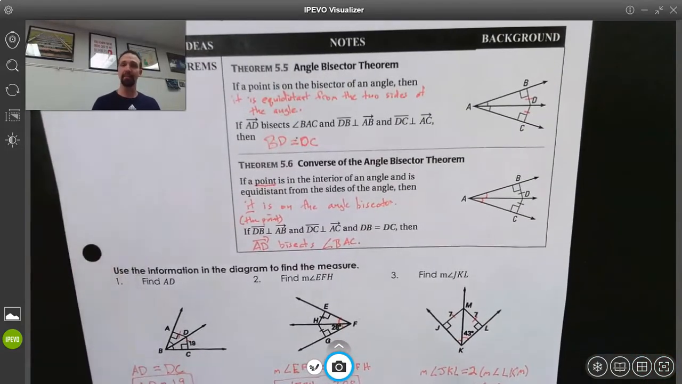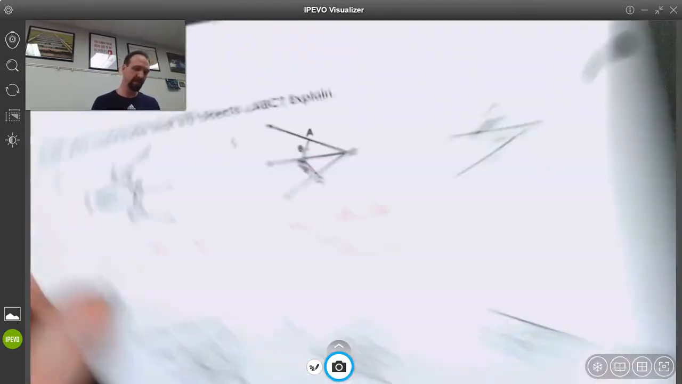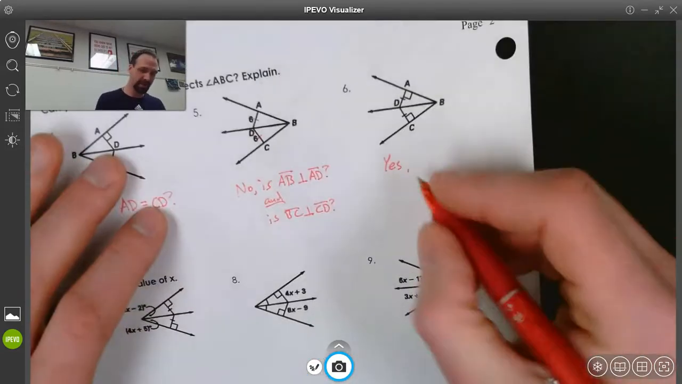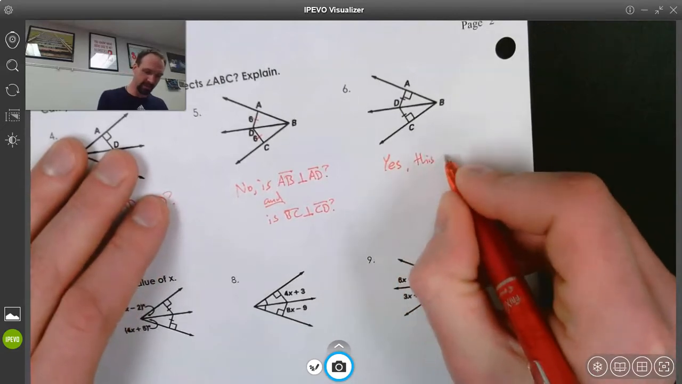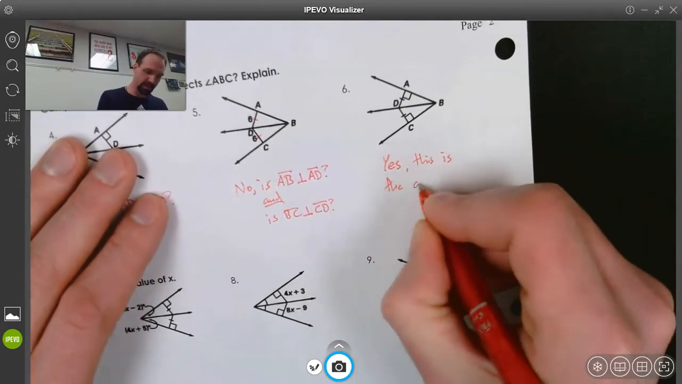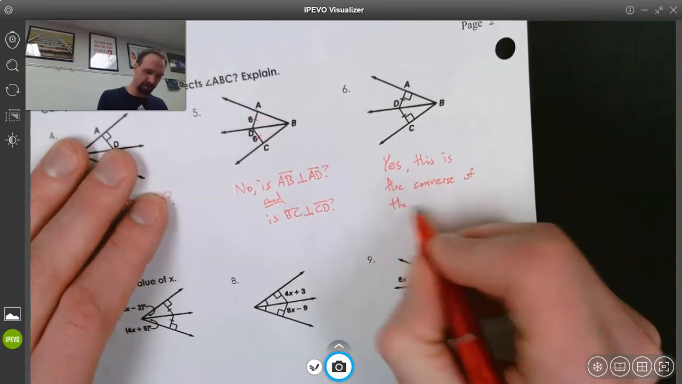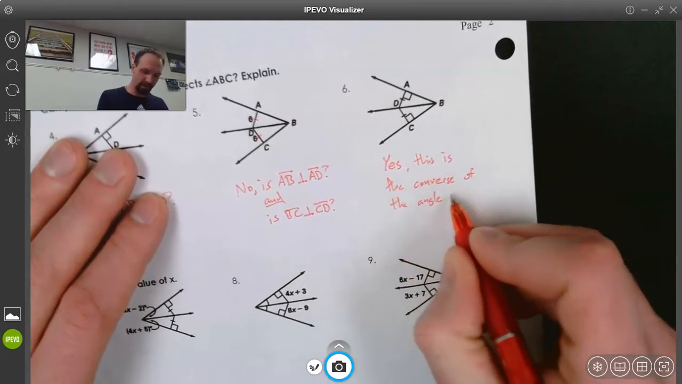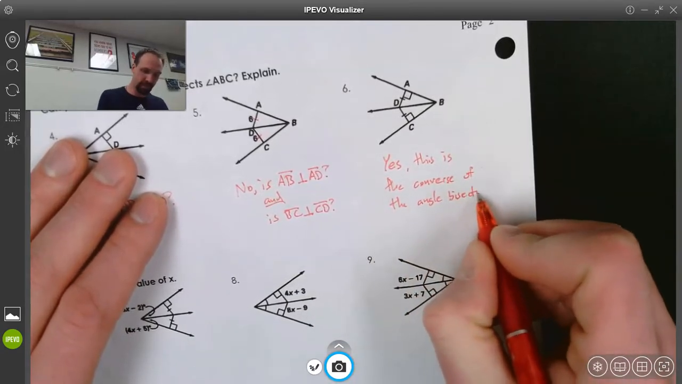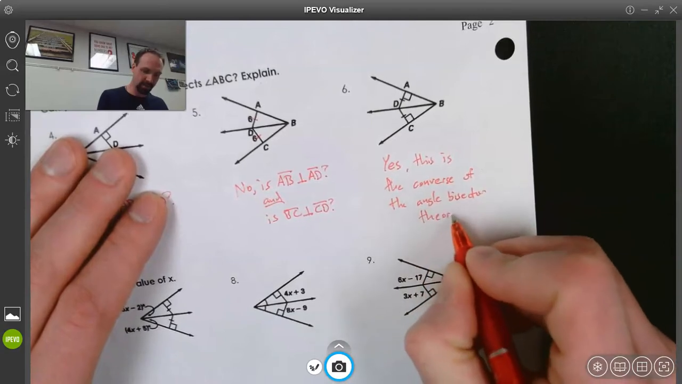Again, you're looking for everything that doesn't have that red markings. So yes, this is the converse of the angle bisector theorem.